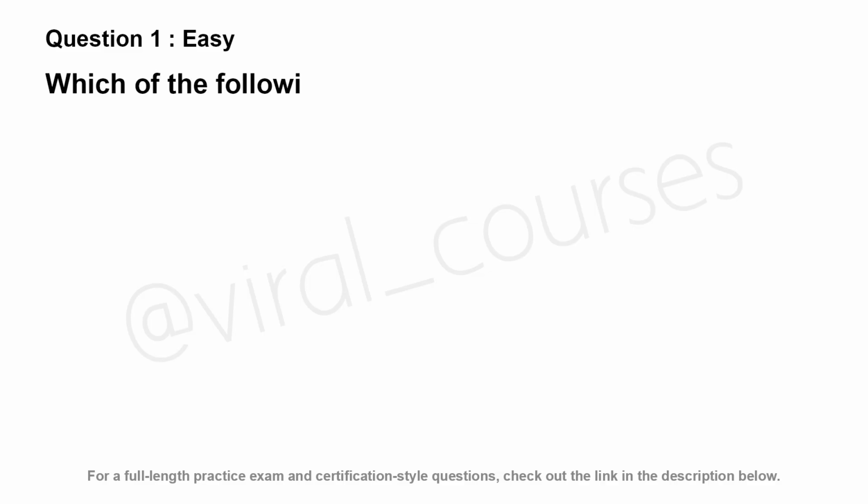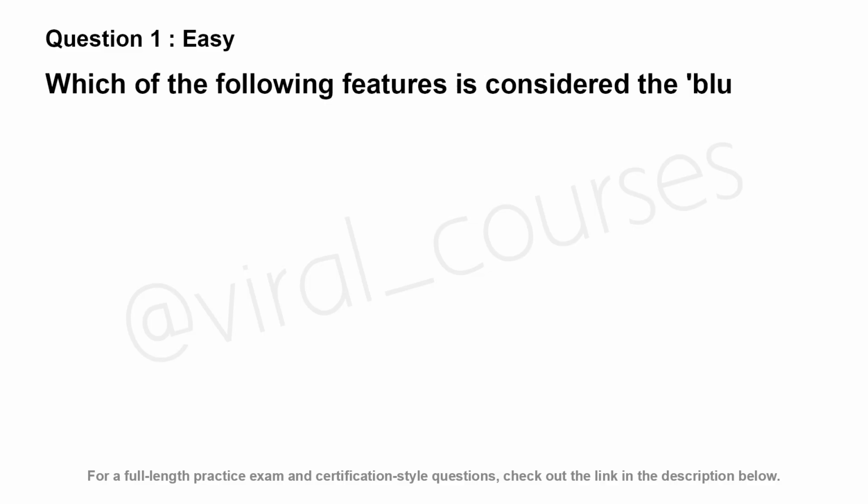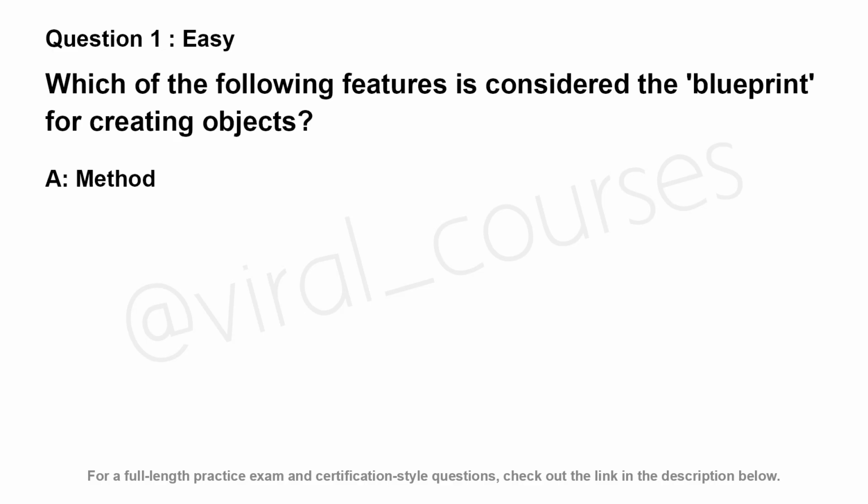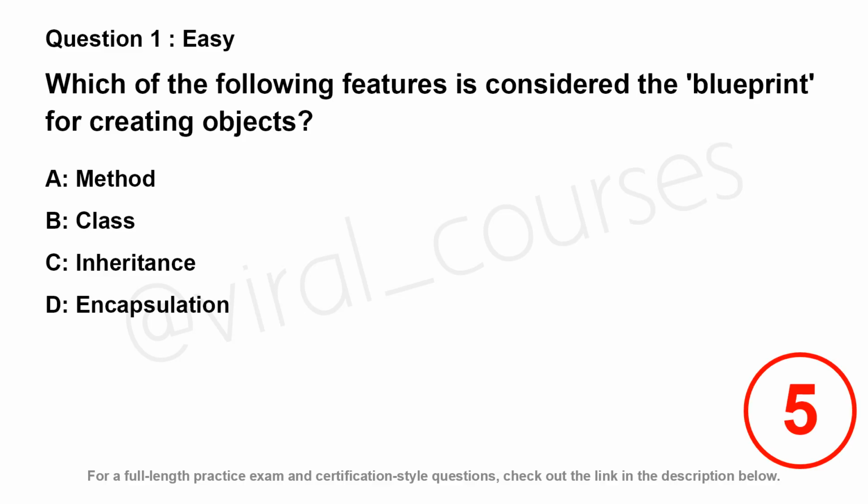Which of the following features is considered the blueprint for creating objects? Option A, method. Option B, class. Option C, inheritance. Option D, encapsulation.